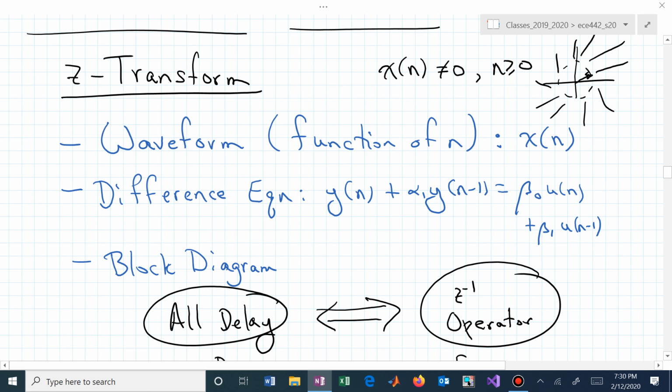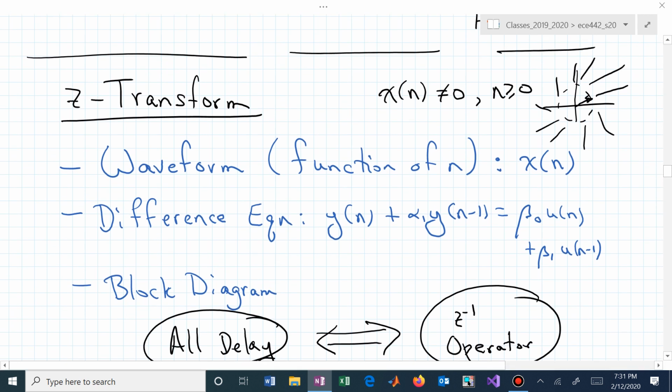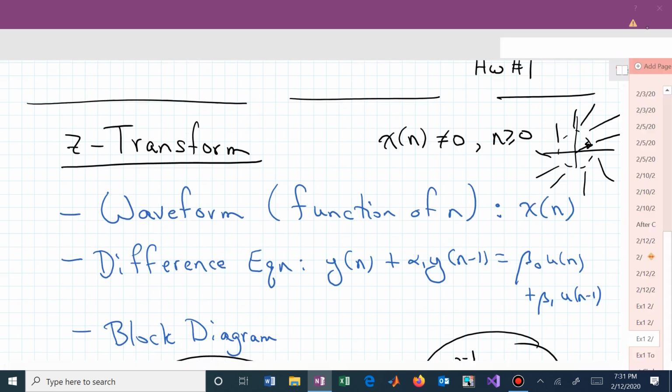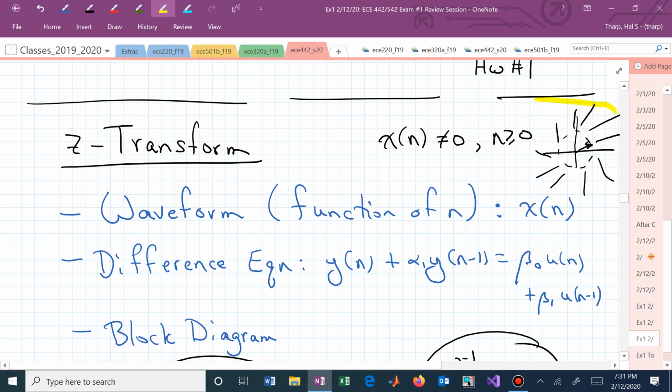I'll stitch problems together to where I'll try to test you in different ways. For example, I could give you a differential equation and say, what's a difference equation for this? But we'll have plenty of time to do discrete equivalence in later sections in the class. So I don't think that's going to be the focus of exam number 1. Z-transform. Here's the focus for exam number 1, up here in the right-hand corner.